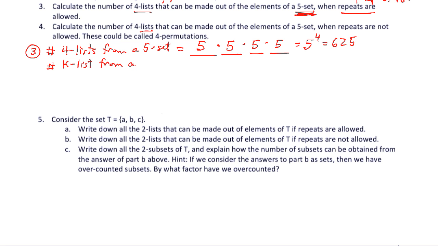And in general, when we want to choose a K list from an N set, the number of K lists from an N set that's possible is N raised to the K power. Okay? And this follows that pattern.